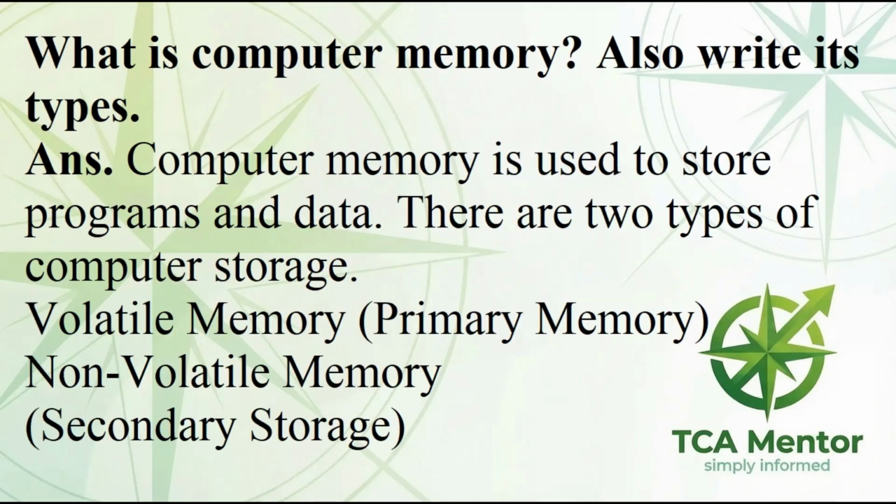What is computer memory? Also write its types. ANS. Computer memory is used to store programs and data. There are two types of computer storage: volatile memory, primary memory, and non-volatile memory, secondary storage.